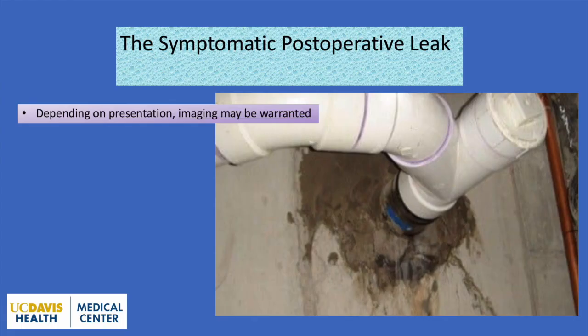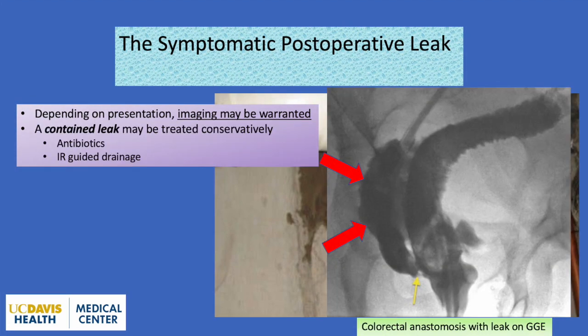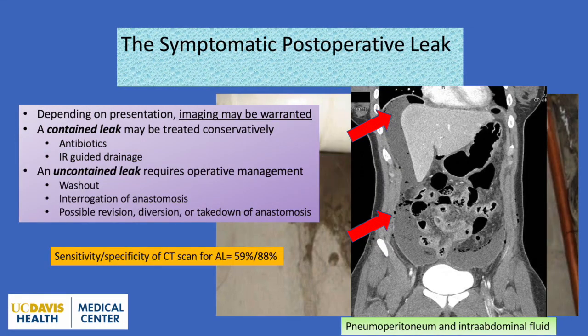Now, depending on a patient's presentation, imaging may be warranted. As demonstrated in this gastrograph and enema study, a contained leak may be diagnosed. Typically, this can be treated with antibiotics and drainage of the collection. The patient may need bowel rest. Alternatively, an uncontained leak, as noted in this CT scan, requires operative management, where a washout, interrogation of the anastomosis, and then possible revision of the anastomosis, diversion, or takedown of the anastomosis may be needed.